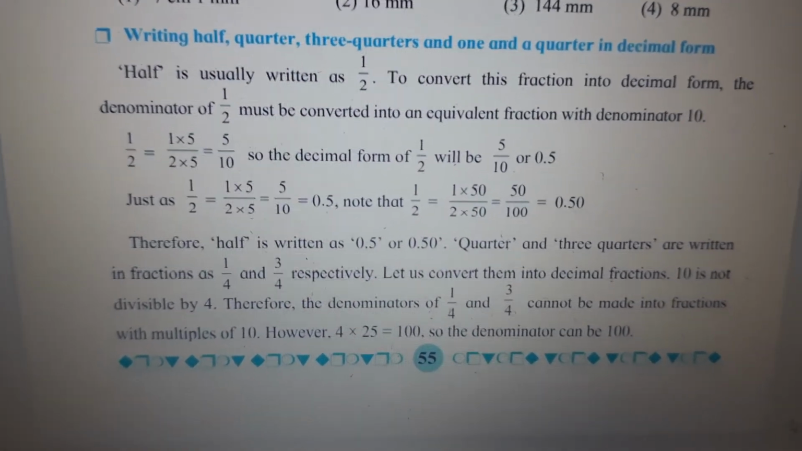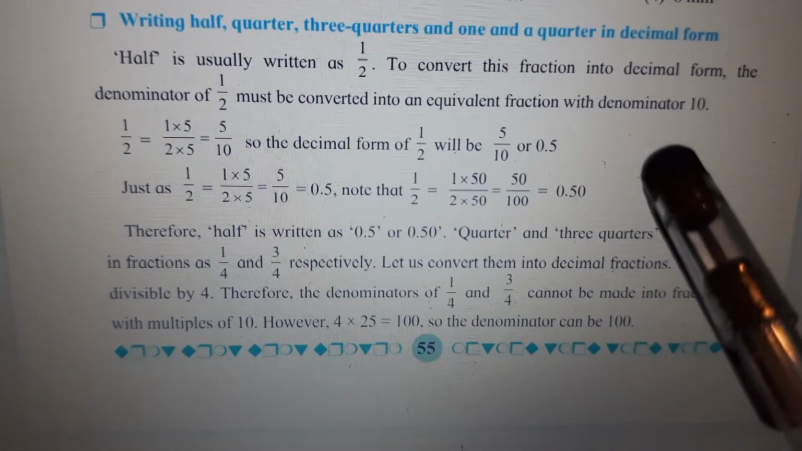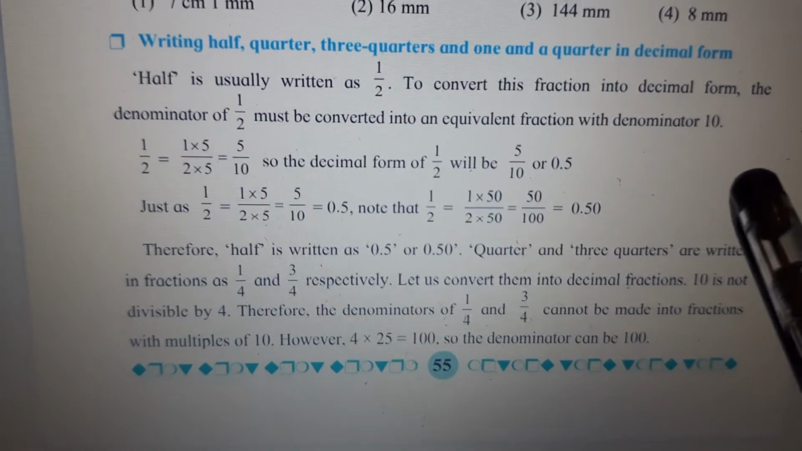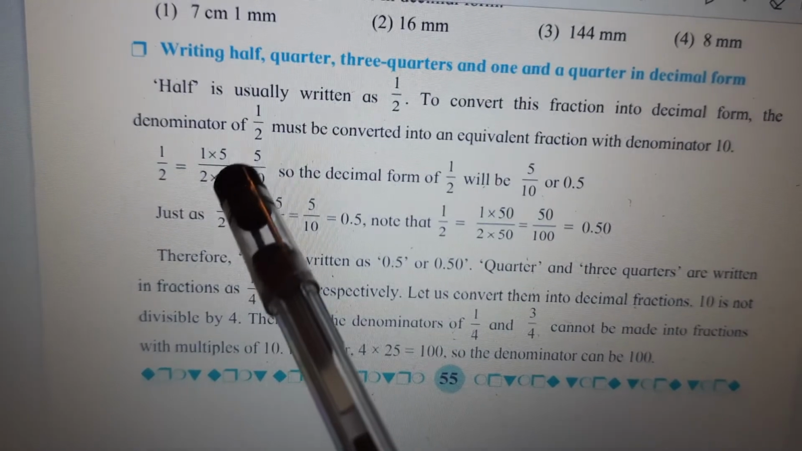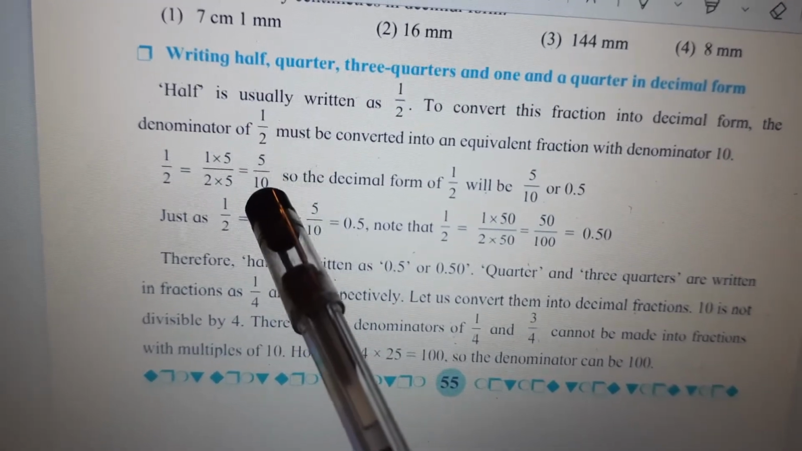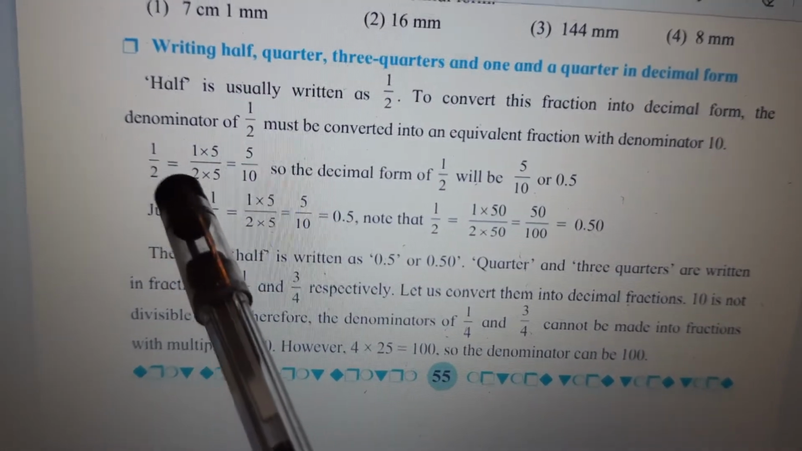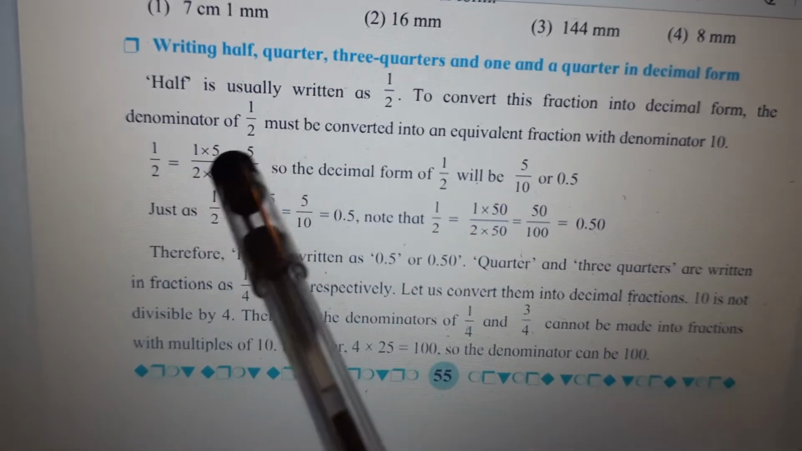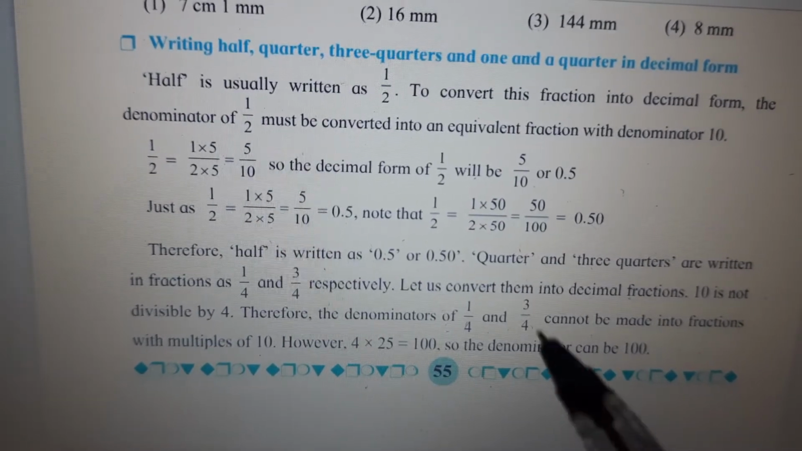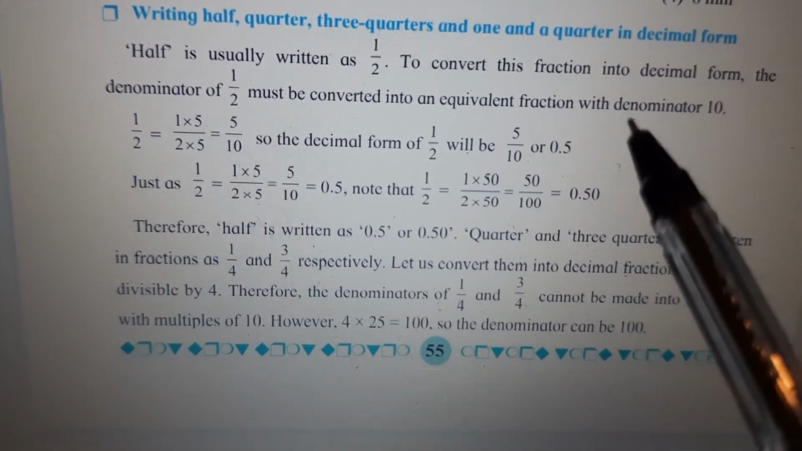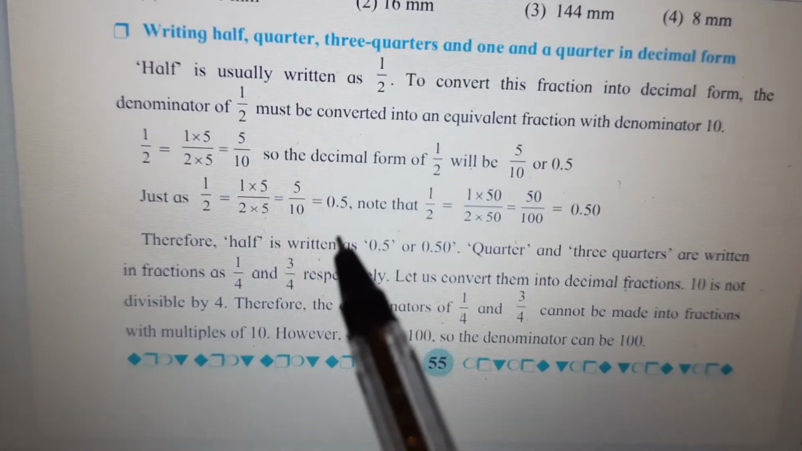So writing half, quarter, children, you can see this, which I've already told you. Half, if you have to convert into equivalent fraction with denominator 10, you have learned this, right? With denominator 10. How do we do that? 1 upon 2 into one number which will give us 10. And you know, numerator and denominator we have to multiply by the same number. So that is none other than 5. So 1 into 5 upon 2 into 5, which will give us 5 upon 10. And you know, 5 upon 10 in decimal form, how do we write? We write as 0.5. Okay. So 1 upon 2 into 5 gives us 5 upon 10, which is 0.5.